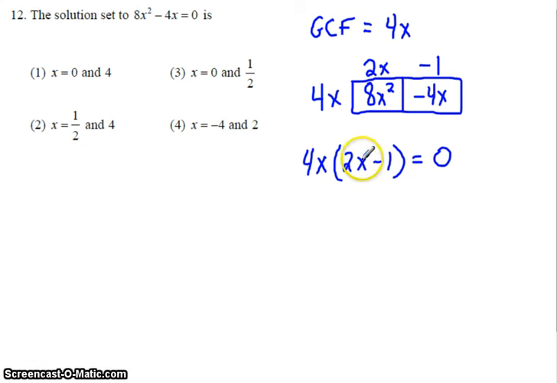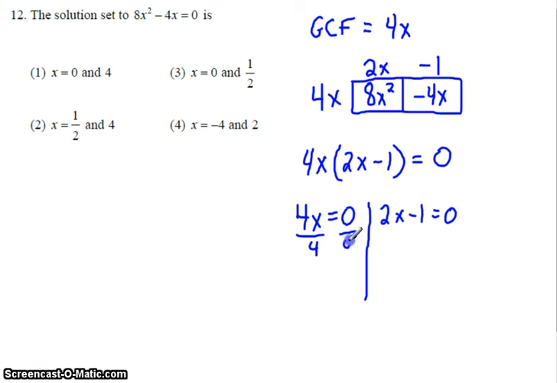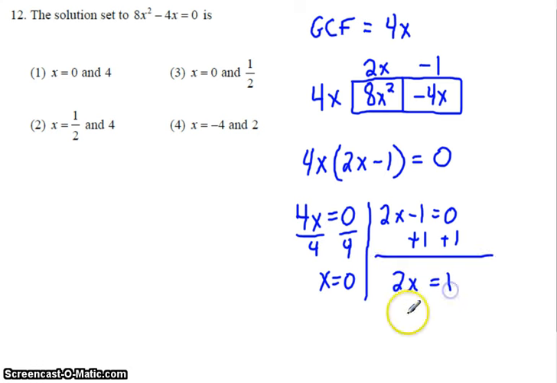Either 4x equals 0 or 2x minus 1 equals 0. 4x equals 0 is a super easy one to solve. x must be equal to 0. 2x minus 1 is a two-stepper. I'm going to first add 1 to both sides. And then I'm going to divide both sides by 2. 1 divided by 2 is 1/2. So we got two answers, 0 and 1/2. That looks to be answer number 3.